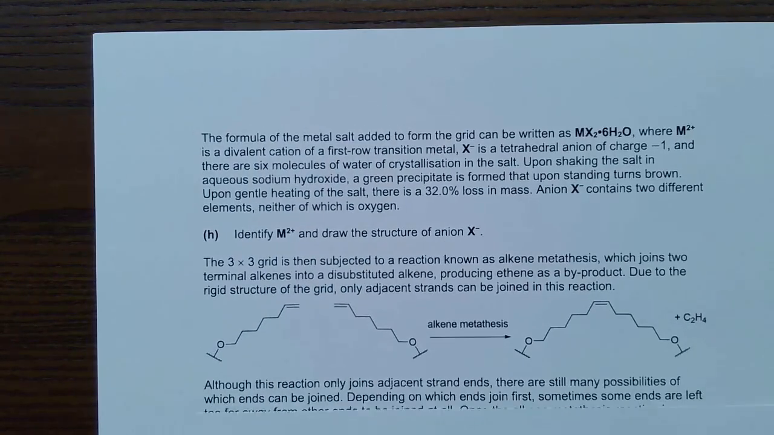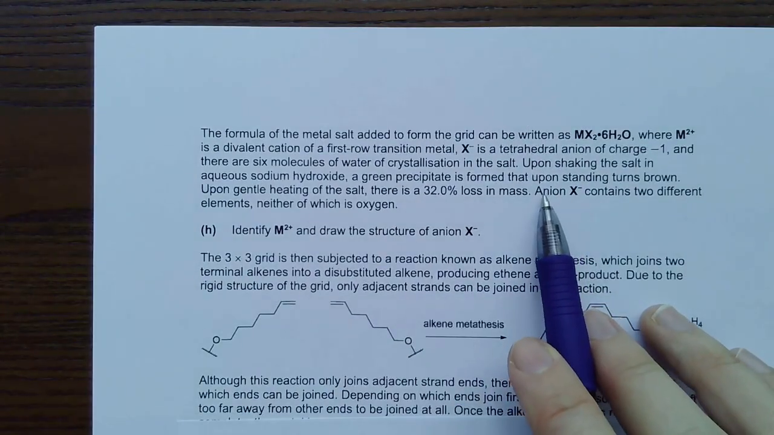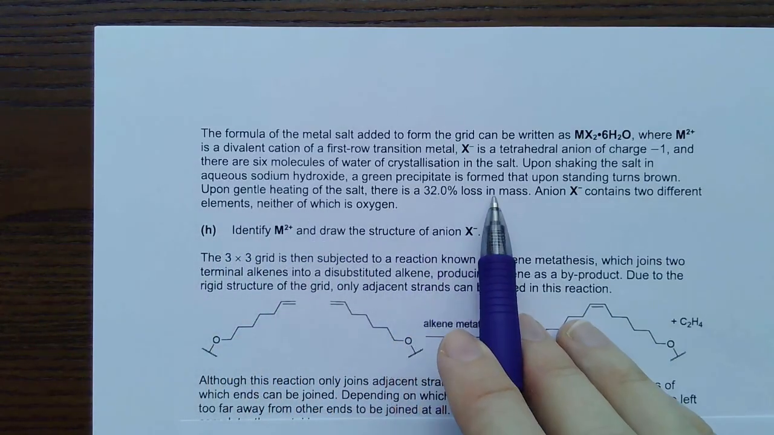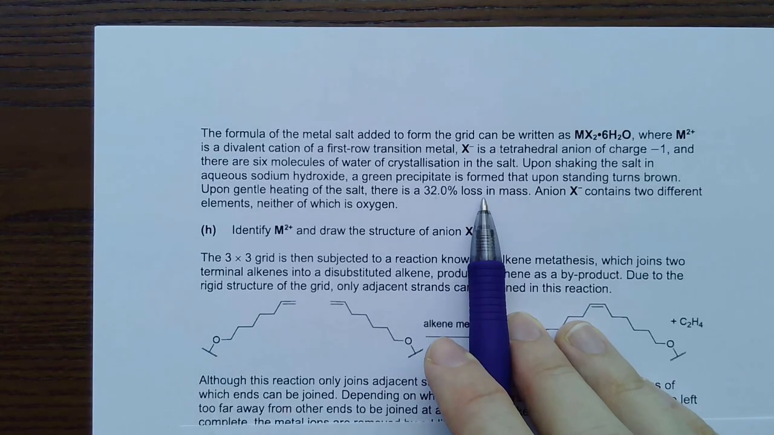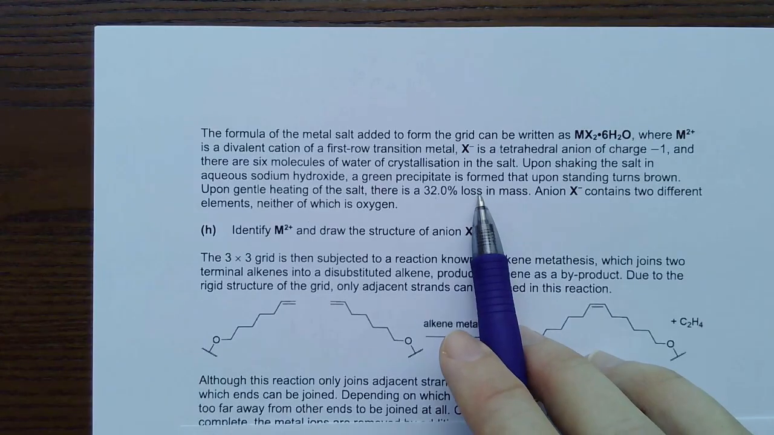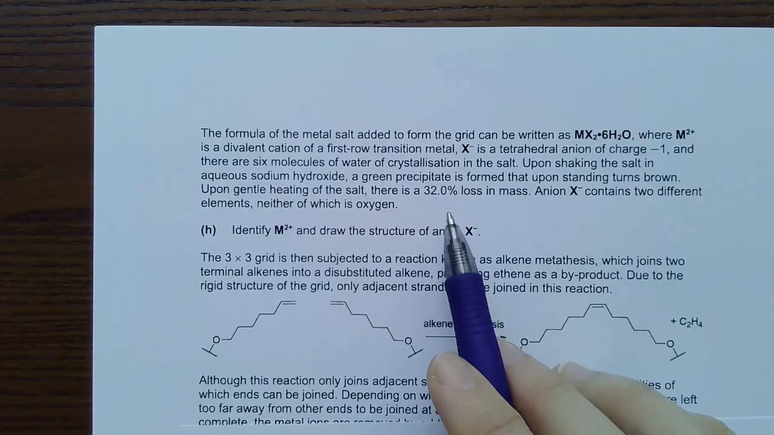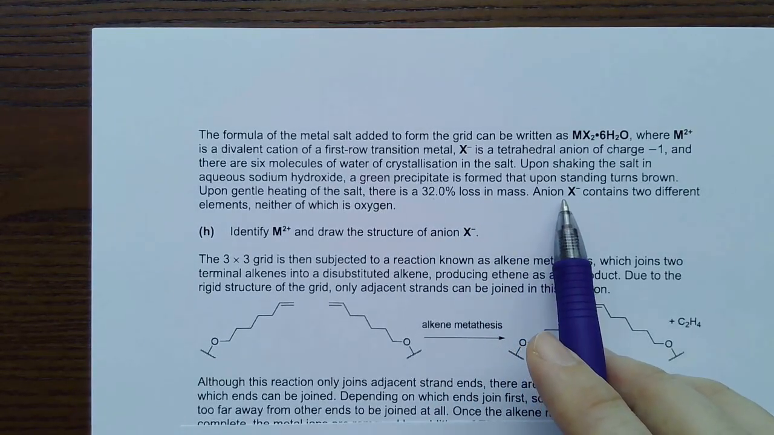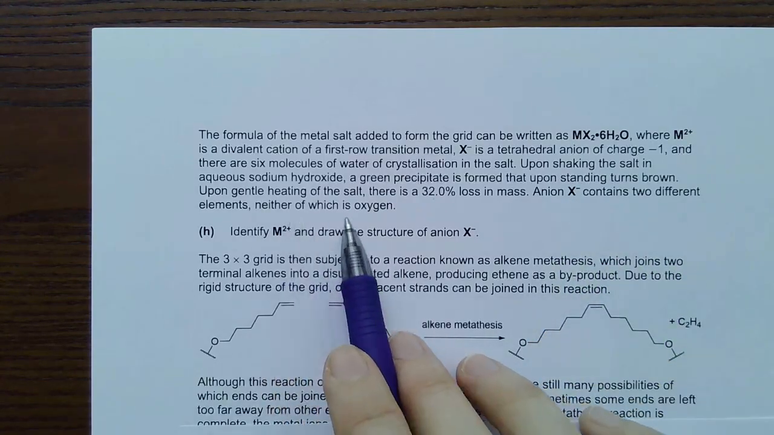Okay, and then the more interesting problem is upon gentle heating the salt, there is a 32% loss in mass. This confused me for a little while because I was thinking, oh, the loss of the mass, is that some part of the salt? But then no, I realised that they just mean the water. Okay, so you heat it up, and the water loss accounts for 32% of the mass. And then the anion X- contains 2 different elements, neither of which is oxygen.